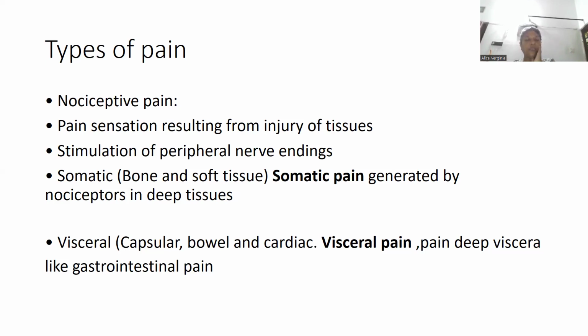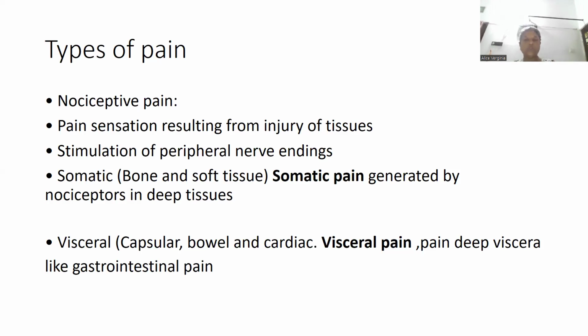Okay. The second one is somatic pain, usually generated by the deep tissues like bone and soft tissue. That is also a nociceptive pain. And another one is visceral pain. Visceral pain is the pain usually due to the capsular. What we talk about is liver pain, bowel, cardiac pain, and all will come under visceral pain. Okay, so the nociceptive pains are somatic pain, and we can see the visceral pain.